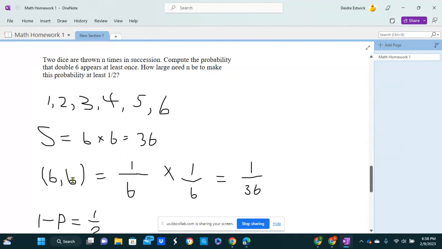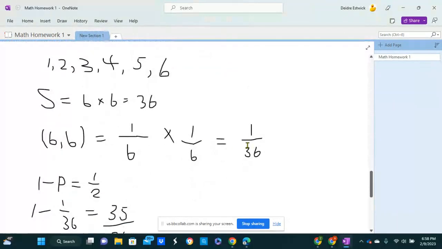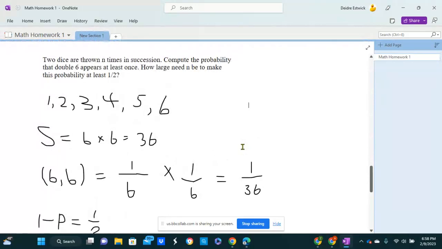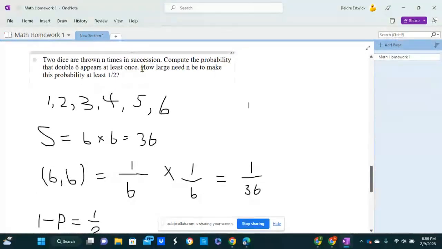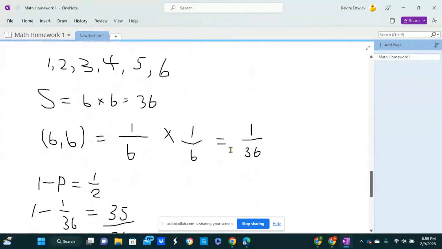The probability of getting a double 6 is 1 over 6 from the first dice throw and 1 over 6 from the second dice throw. So when we multiply this, we get 1 over 36. Hold on a second. Think about your list of 1, 2, 3, 4, up to 6. The first one is 6, and the second one is the same. Yes. So the probability of a double 6 is 1 over 36.